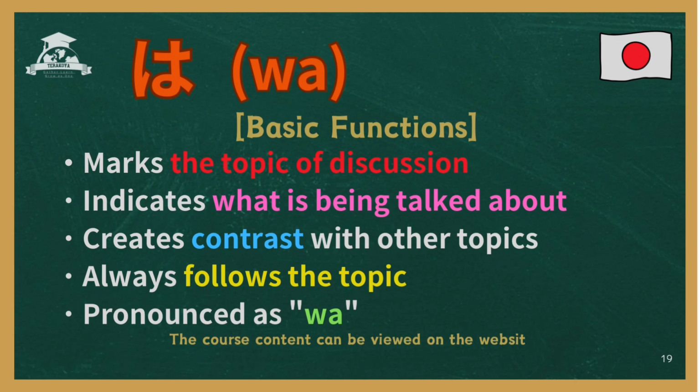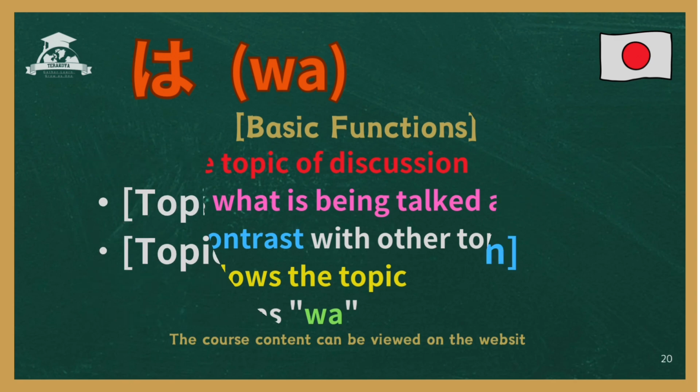As you can see, it has 5 basic functions of wa. It marks the topic of discussion, it indicates what is being talked about, it creates contrast with other topics, and it always follows the topic. It's pronounced as wa, not ha. Let's move to basic structure.